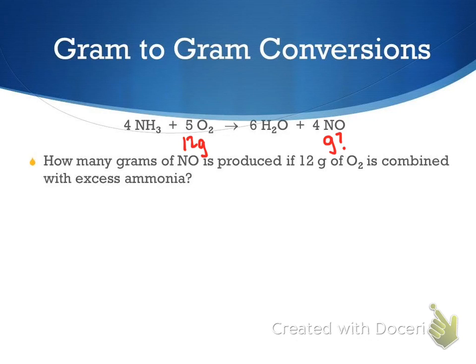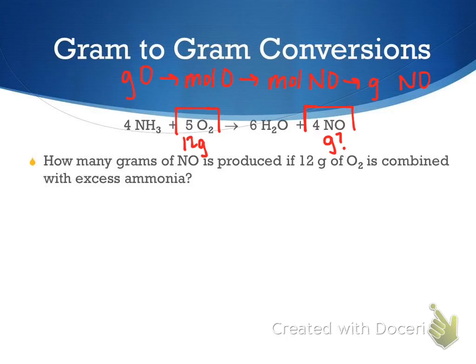It kind of helps you point out what mole ratios you're looking at. What compounds are we looking for? So we're looking for the number of grams. We start out with 12 grams of oxygen. So to get there, we need to go from grams of oxygen to moles of oxygen, then to what? Moles of NO, to grams of NO.